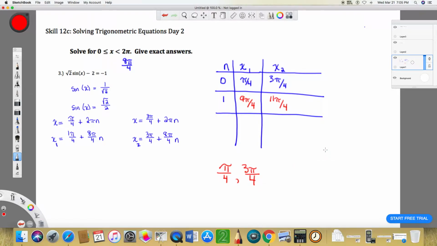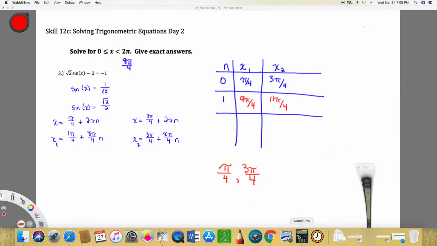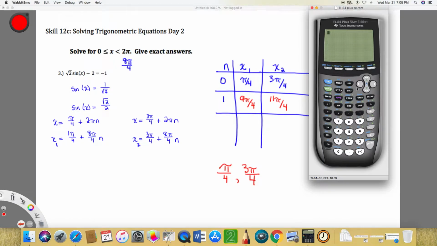Now we can check that on our calculator real quick to see if we're still in radian measure from our previous problems. We've got radical 2 times the sine of our angle. Let's check the 3 pi over 4 first. Close that parenthesis, subtract 2. And this time the claim is that this will equal -1.